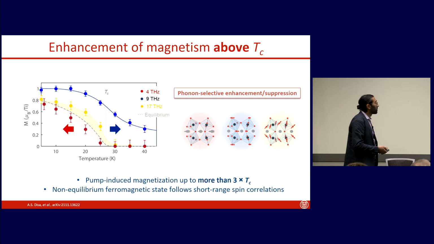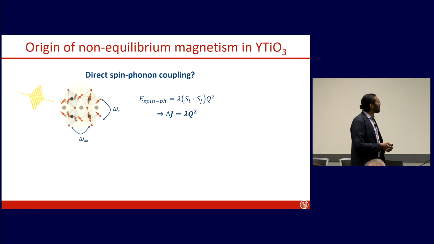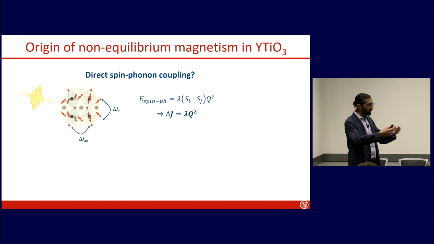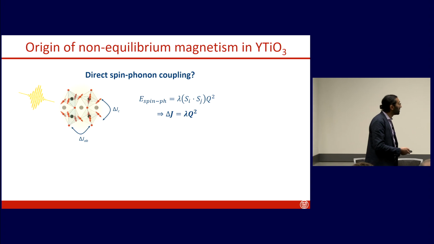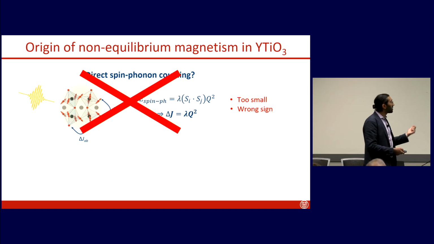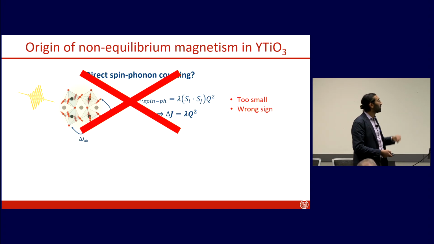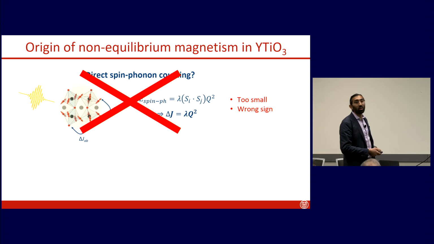Okay, so now we can try to understand what's happening in the system. We have this really interesting non-equilibrium state. The question is, what is driving this? One possibility is a direct spin-phonon coupling effect, where changing the lattice parameter changes the exchange a little bit, and so you end up with an exchange interaction which is modulated by the pump. Okay. So this is one possibility, but we've done calculations, and we find that, first of all, the effect is way too small, and also it's typically of the wrong sign. So this cannot explain what we see.